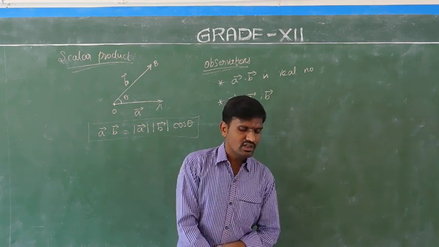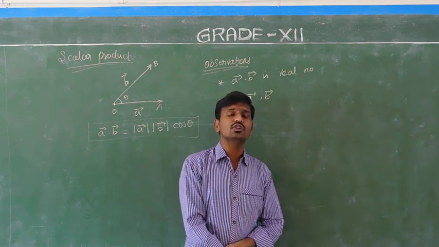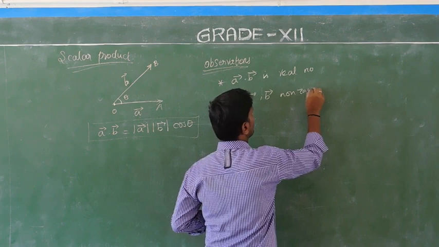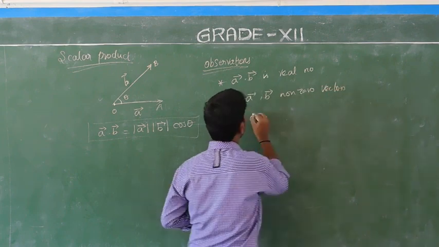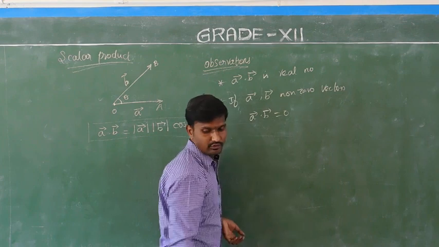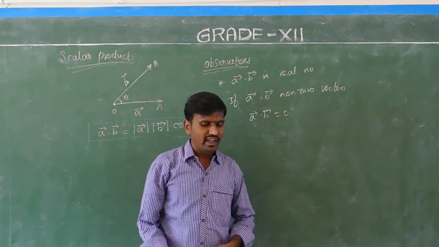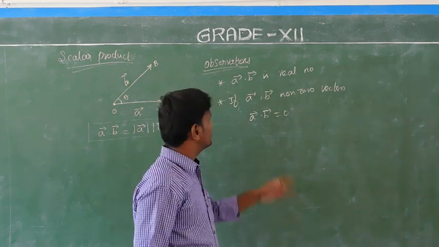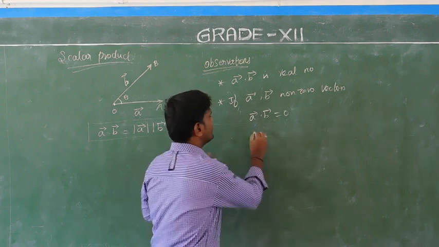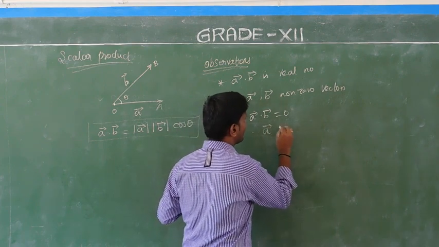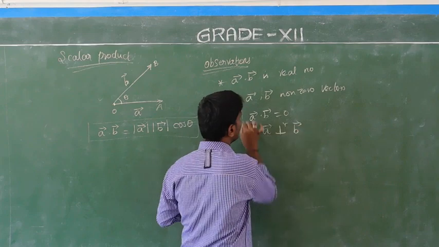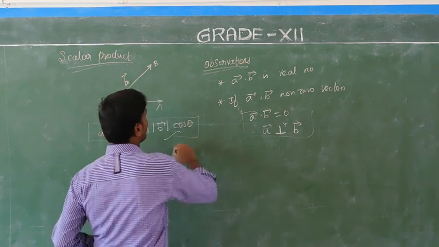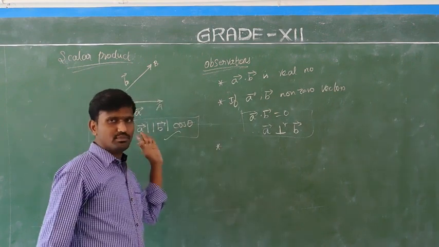Now see, if A vector and B vector are two non-zero vectors, and A dot B is equal to 0, then A vector and B vector are perpendicular to each other. A dot B equal to 0 will come in. Therefore A vector is perpendicular to B vector. Have you understood, students? Yes.